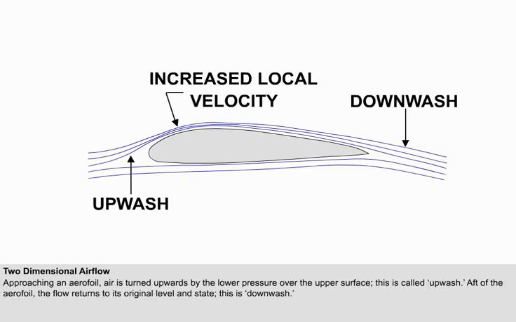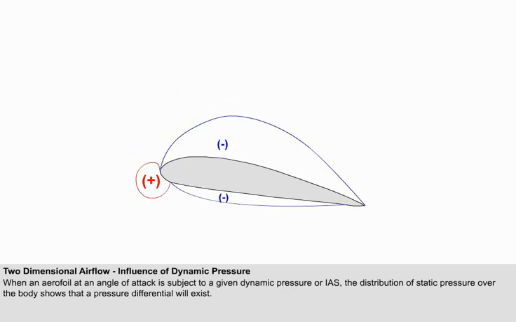As air flows towards an aerofoil, it will be turned upwards towards the lower pressure over the upper surface. This is termed upwash. After passing over the aerofoil, the flow returns to its original flow level and state. This is termed downwash. On the screen, you can see an aerofoil at a representative angle of attack, subject to a given dynamic pressure or IAS. The pressure distribution shows that if the static pressure on one side of a body is reduced more than on the other side, a pressure differential will exist.